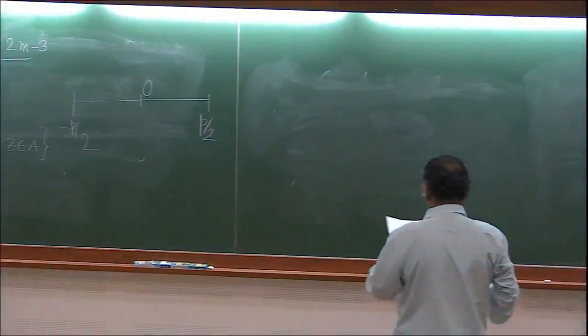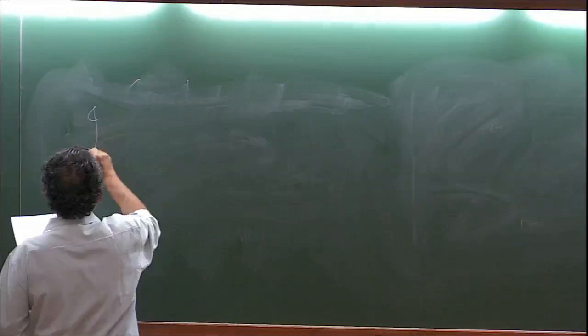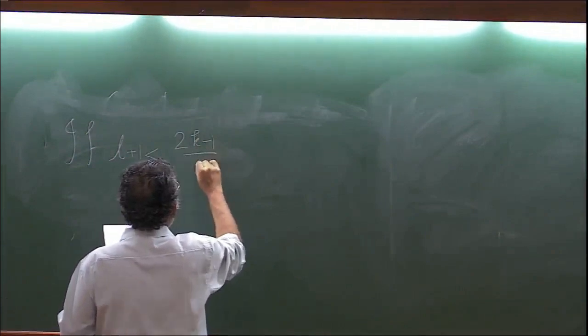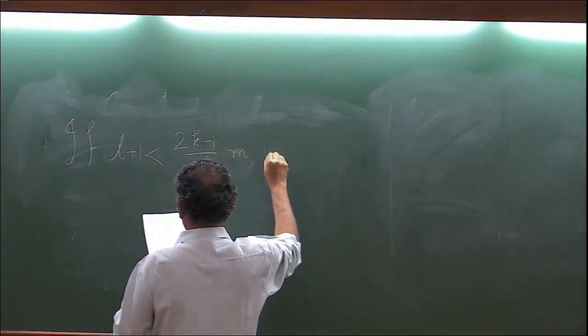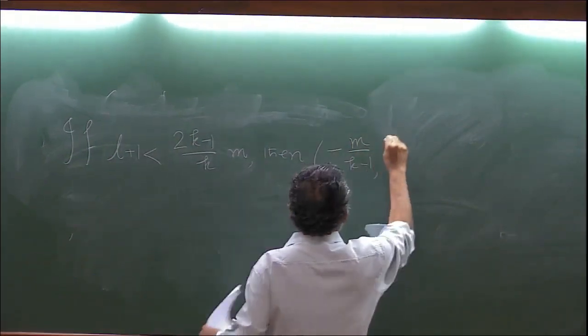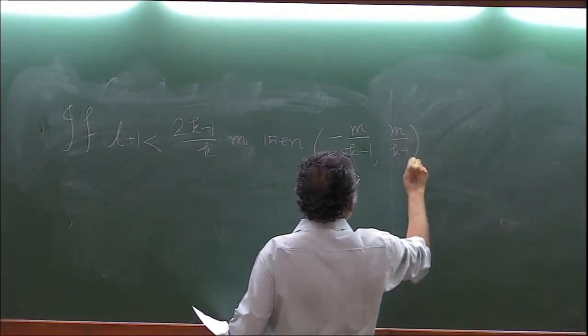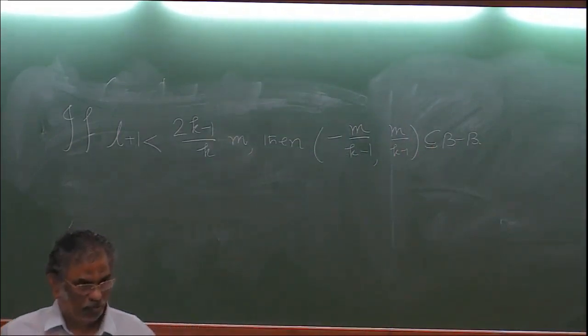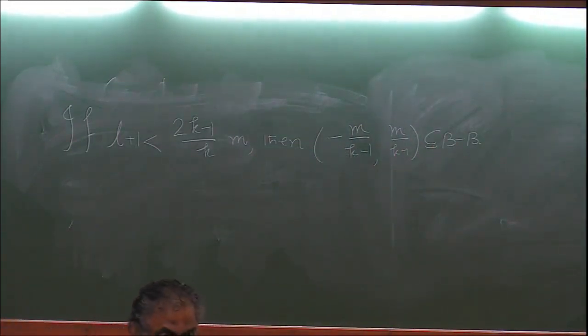And now the exclusion zone, which unfortunately I erased, is the following. If L plus 1 is less than (2k minus 1) divided by k times m, then minus m over k minus 1, m over k minus 1 belongs to A minus E. This is one exclusion zone which we wrote. And we will always be using B to be A naught. Occasionally, we will be using it as A, but that's okay. Okay? This is what we wrote. This is one exclusion zone.